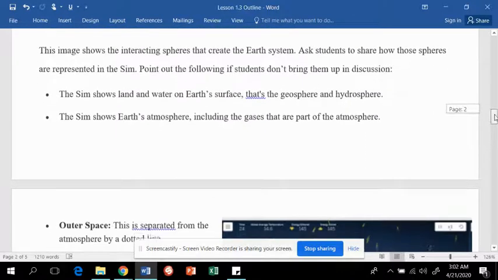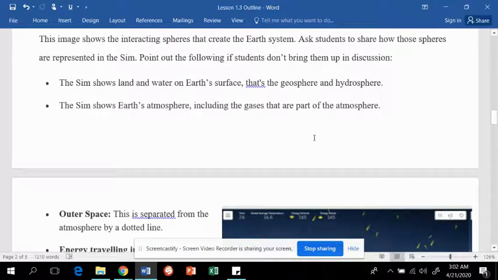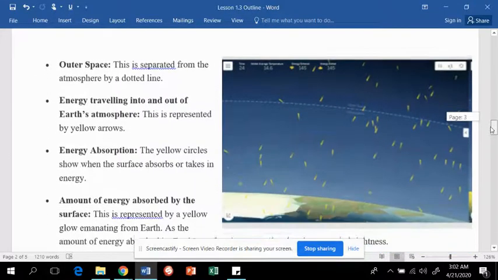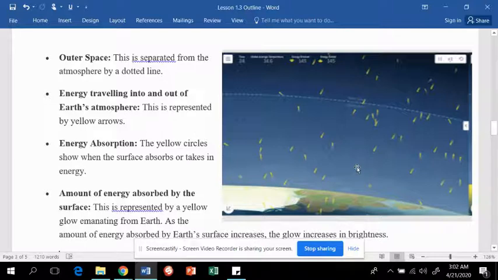The sim shows land and water on Earth's surface. That's the geosphere and hydrosphere. And the sim shows Earth's atmosphere, including the gases that are part of the atmosphere. In the sim, this is a screenshot of the simulation. Outer space is separated from the atmosphere by a dotted line. So this is the Earth's atmosphere, this is outer space. Energy traveling into and out of Earth's atmosphere is represented by these yellow arrows.